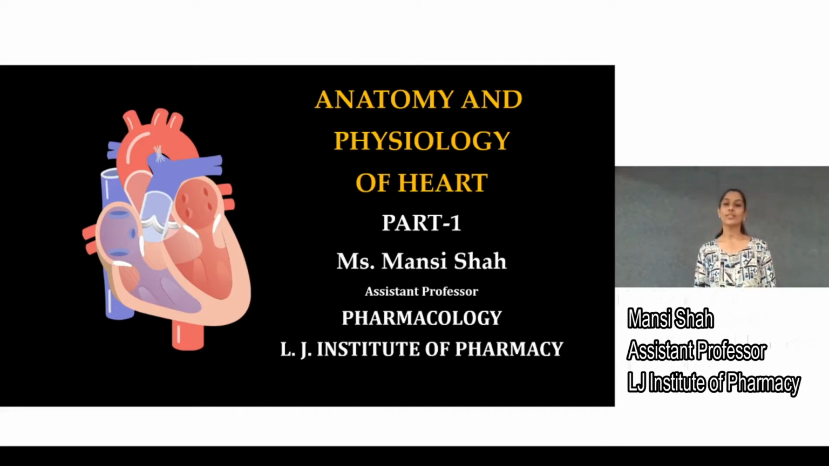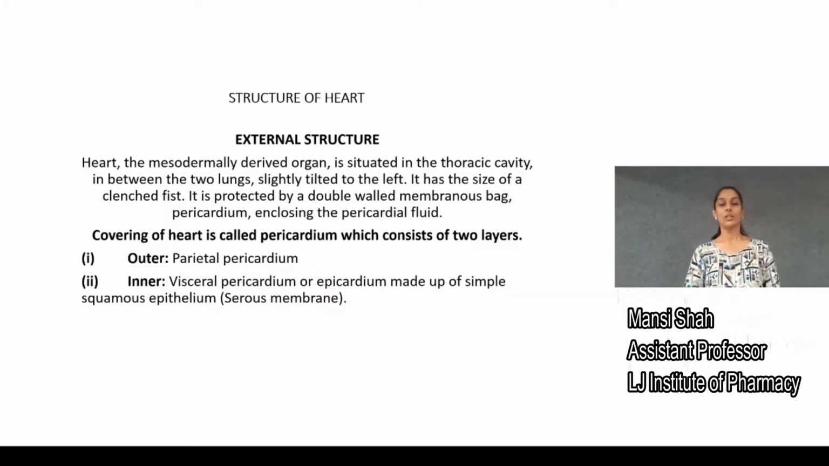Today's discussion topic is regarding anatomy and physiology of the heart. So, structure of heart, that is the external structure. Heart is a mesodermally derived organ which is situated in the thorax cavity in between two lungs, slightly tilted to the left. It has the size of a clenched fist.